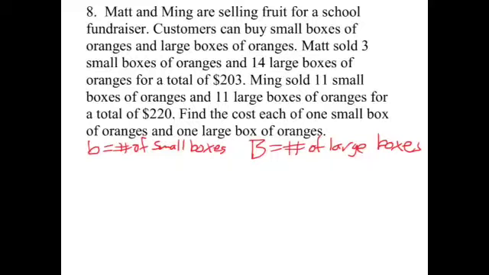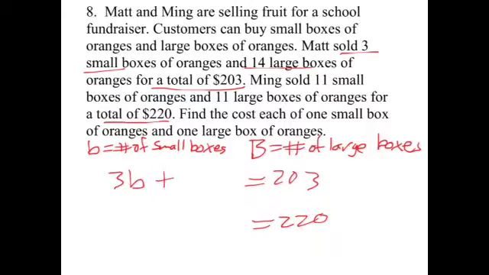I'm going to use these two variables. And I do have a couple of totals here. Total of 203 and a total of 220. So really I can make two different equations just from those totals. I got one total of 203 and another total of 220. And this first total comes from 3 small boxes and 14 large boxes. And so now I got my first total there.